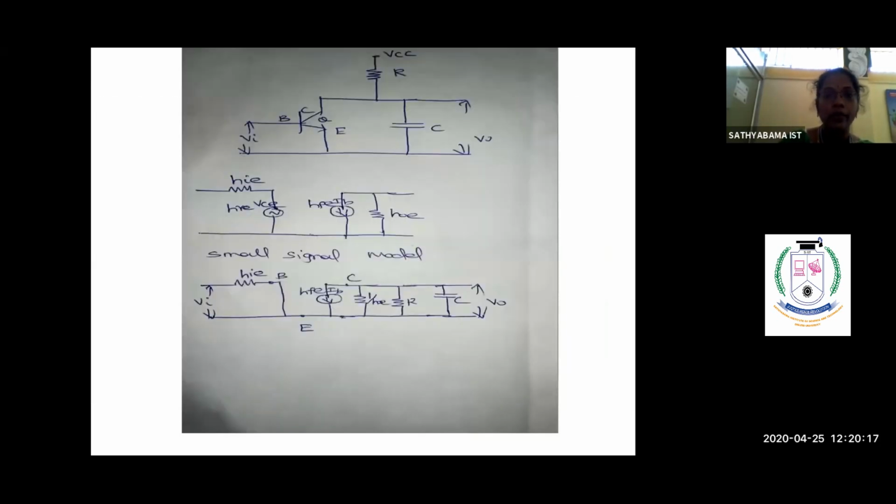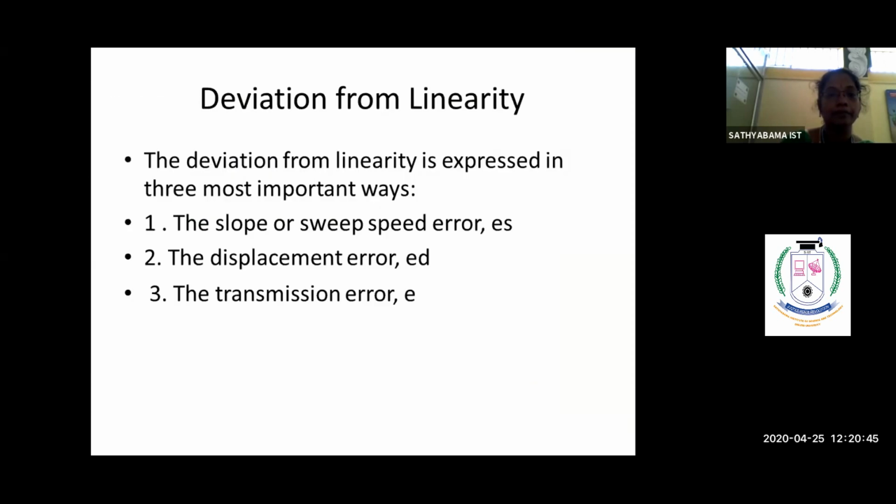So what we are doing here, first of all, we have the hybrid equivalent. Then we apply the approximate model condition in order to remove the unwanted terms like HRE, and HOE is replaced by 1 by HOE. Since the small signal model covers the entire circuit components, we insert R and C values. The C is used to represent the sawtooth waveform so that the final output is measured across the value of C. Okay, so this is the derivation.